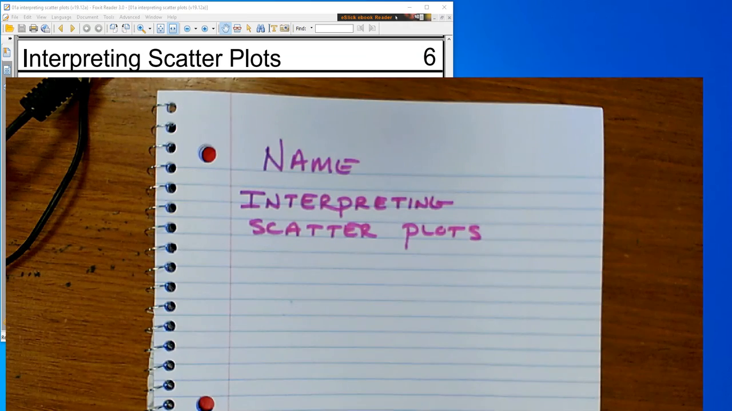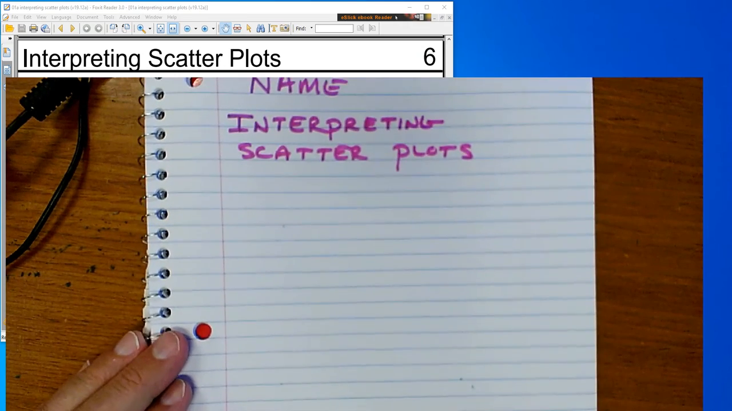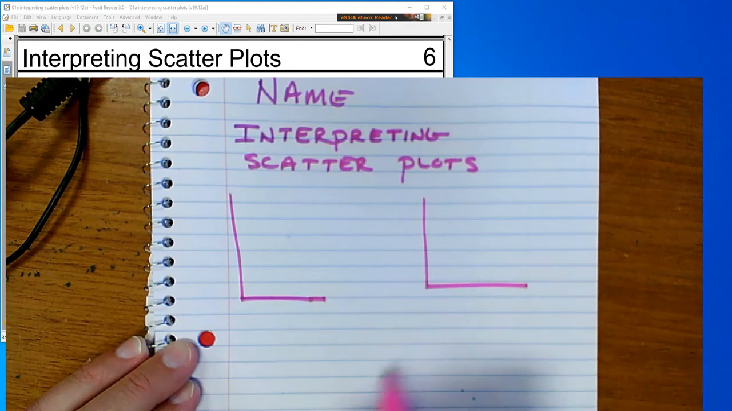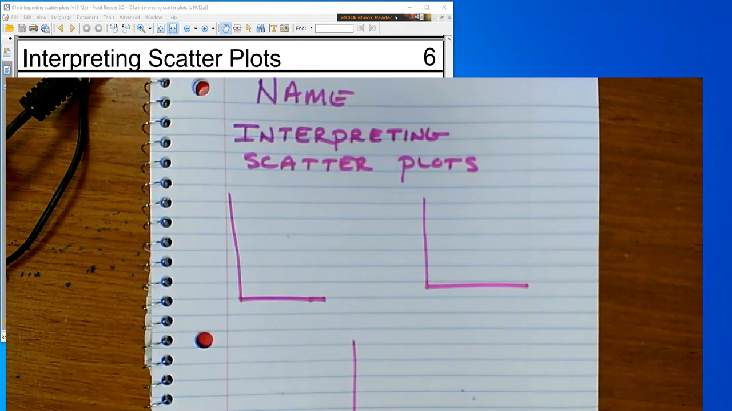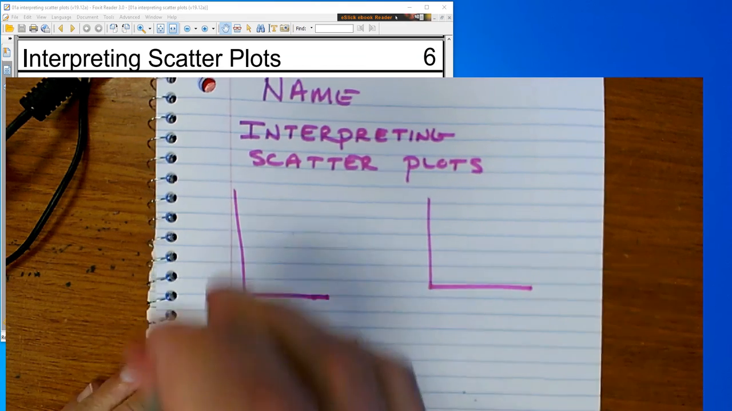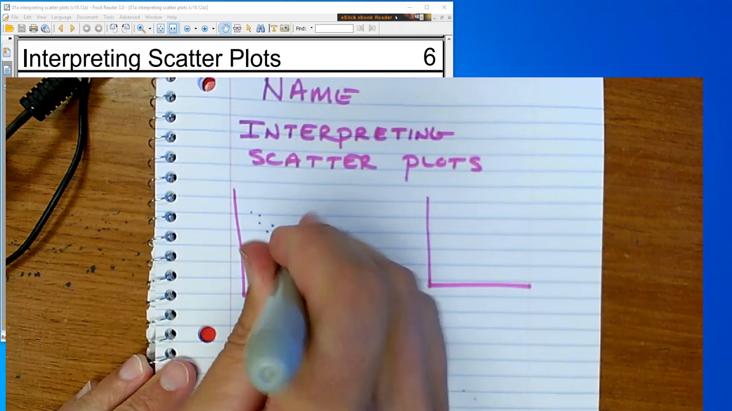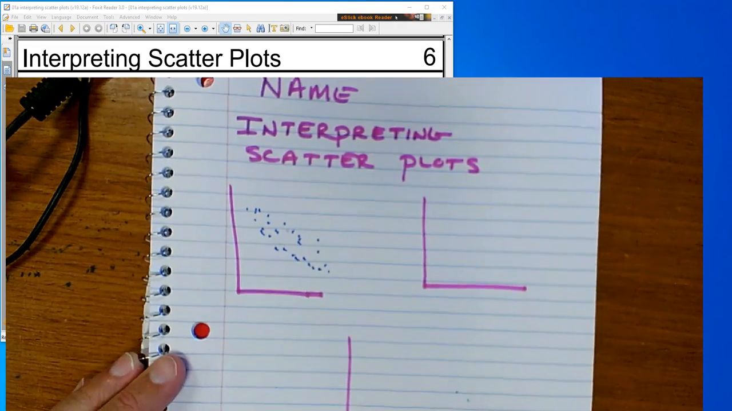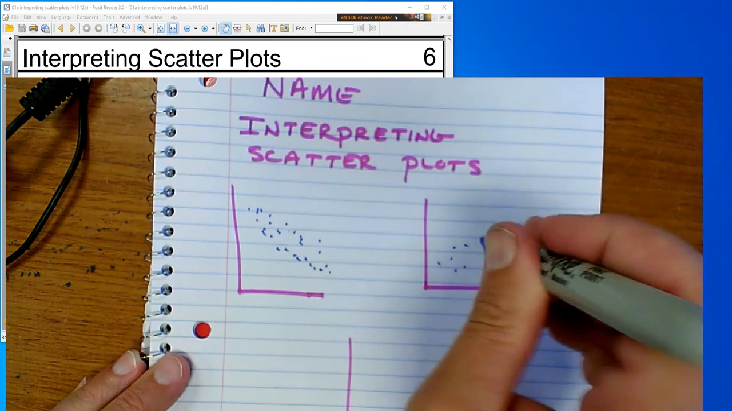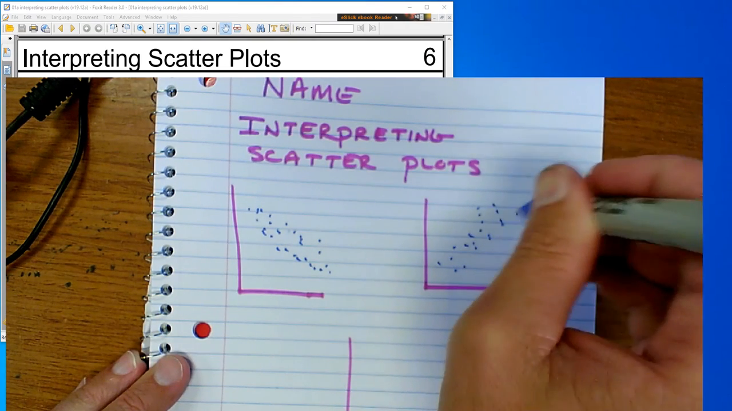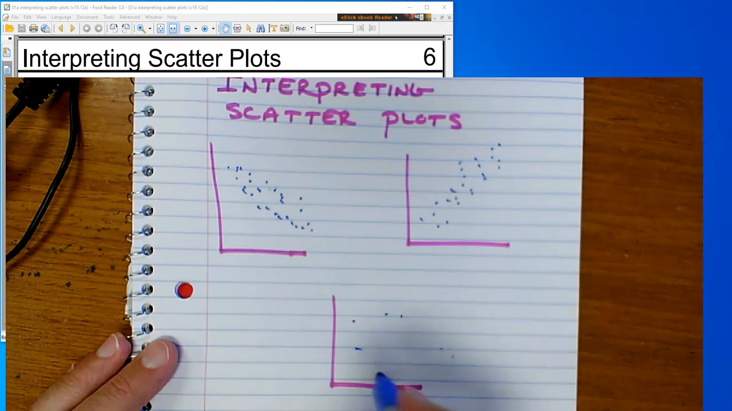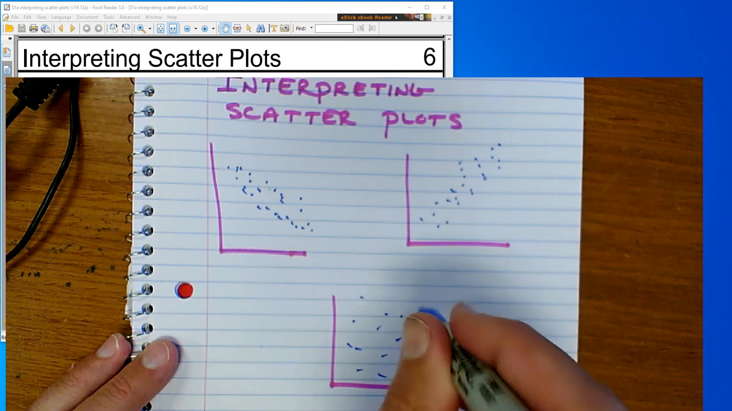And we have three types of scatter plots to show. So I'm going to go 1, 2, 3. And this is kind of fun because you're just going to make a bunch of dots. Yeah? And how about this one? And then this one?